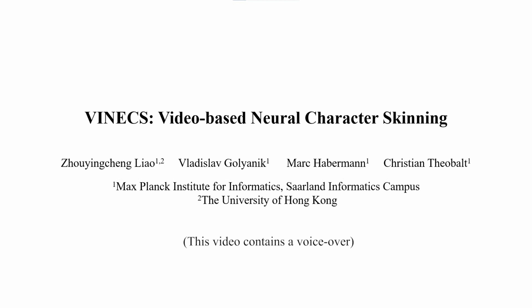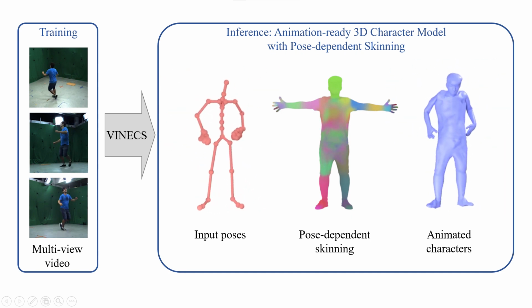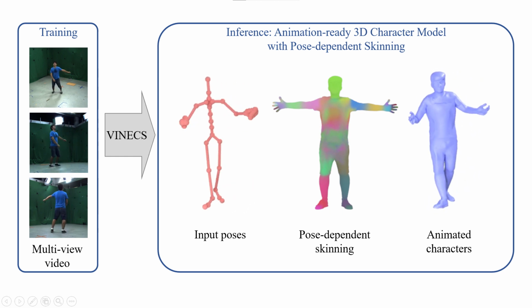This paper presents VINECS, video-based neural character skinning, the first fully automated approach for creating a fully rigged character with pose-dependent skinning weights, which can be solely learned from multi-view video.